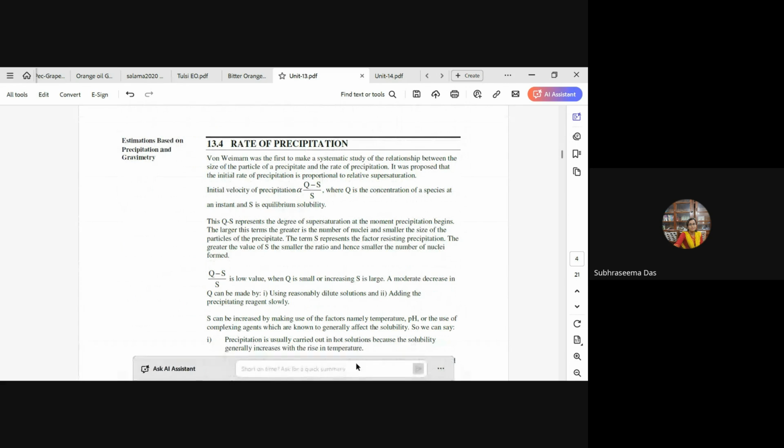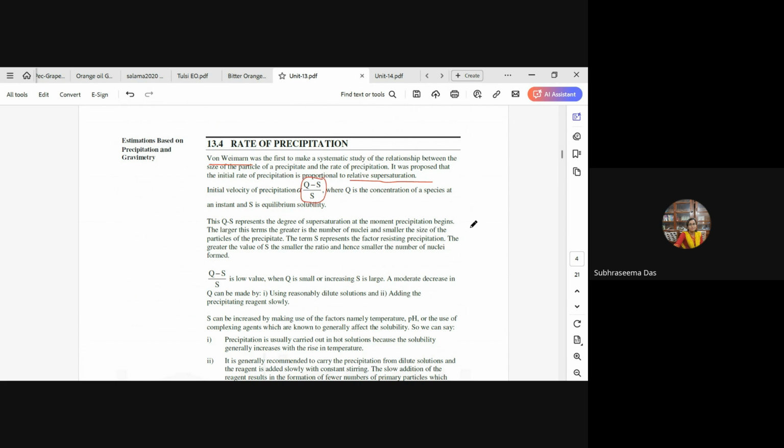Then coming to the rate of precipitation, the first person to study the relationship between the size of a particle of a precipitate and the rate of precipitation was von Weimarn. He proposed that the initial rate of precipitation is proportional to the relative supersaturation. That is, the initial velocity of precipitation is directly proportional to (Q - S)/S.